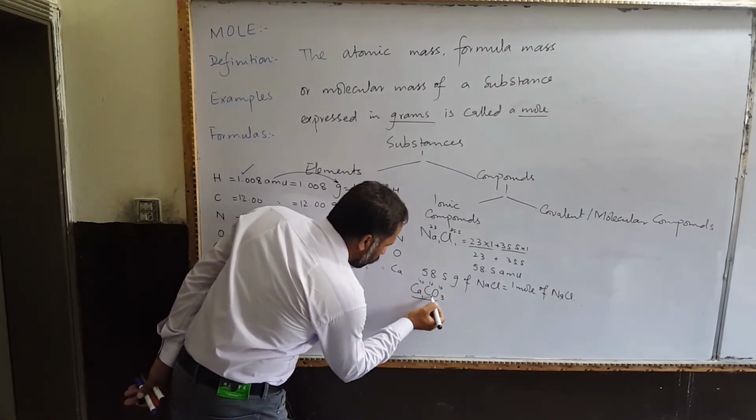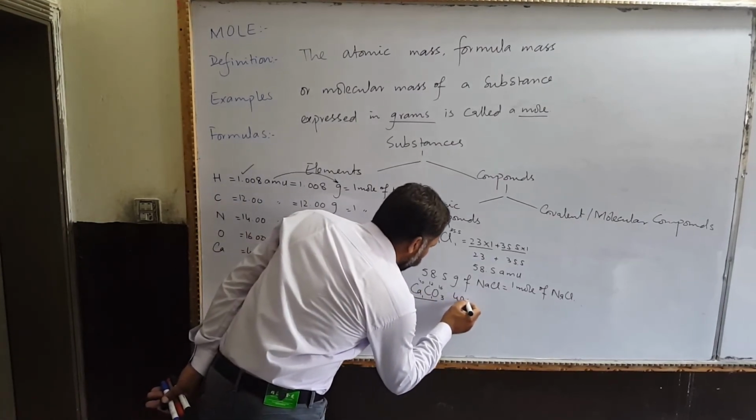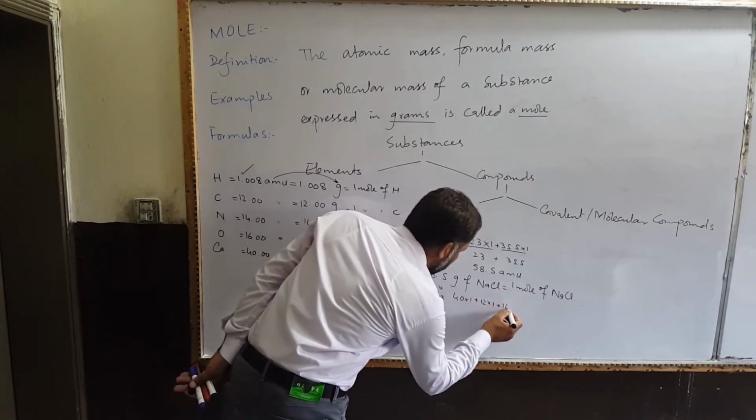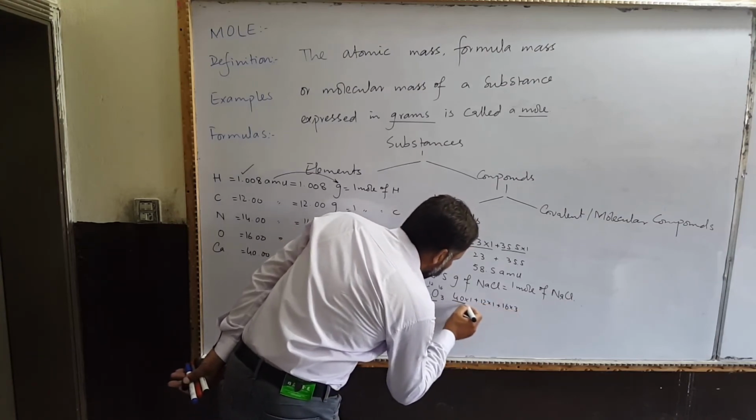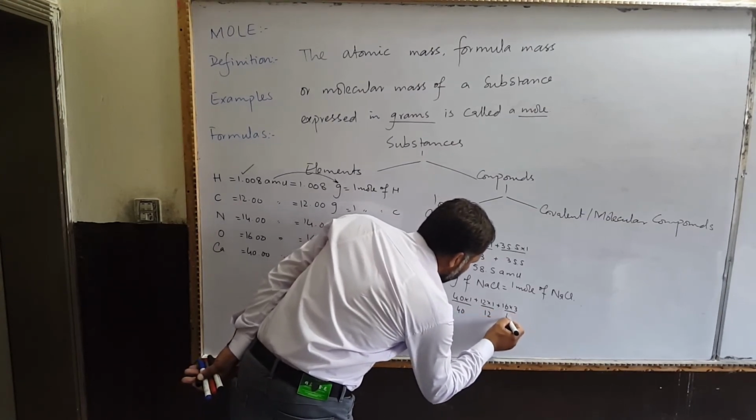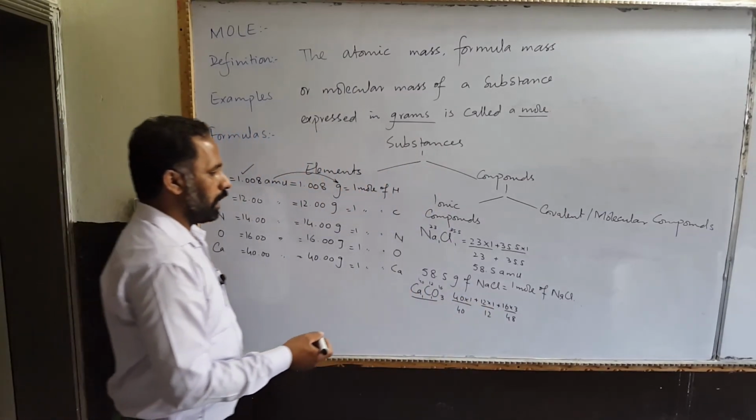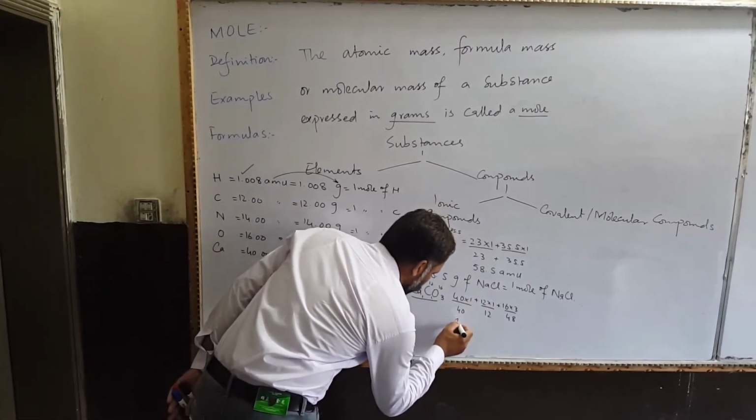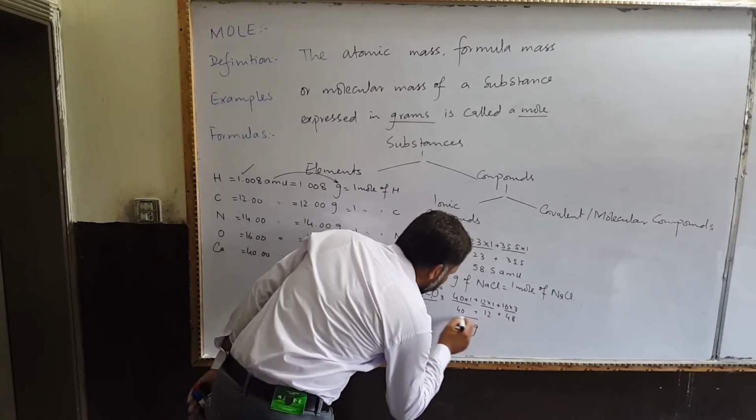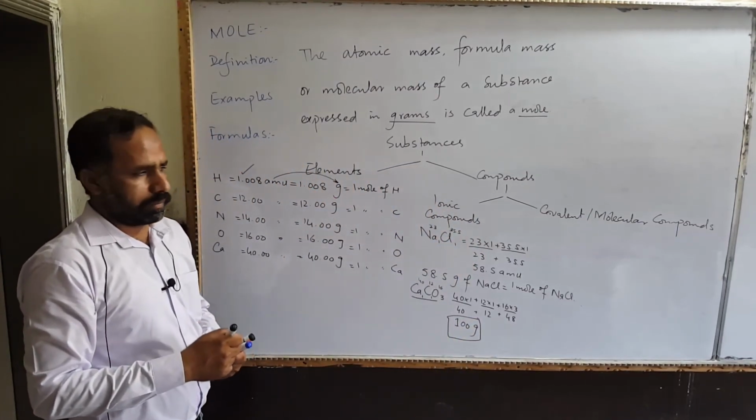Calcium 1, carbon 1, oxygen 3. Now multiply it: 40 into 1 plus 12 into 1 plus 16 into 3. 40 into 1 is 40, plus 12 into 1 is 12, plus 16 into 3 is 48. And if we add these three values, we will have the result equal to 100 gram. 100 gram of calcium carbonate is 1 mole of calcium carbonate.